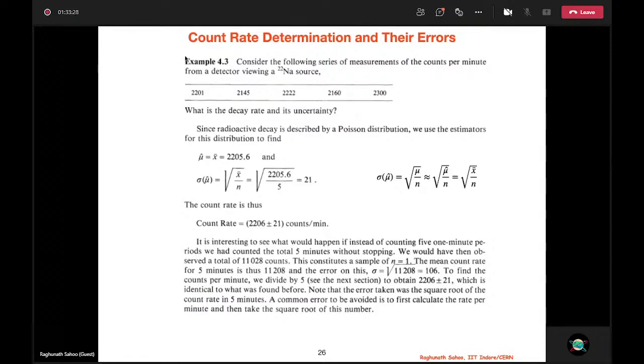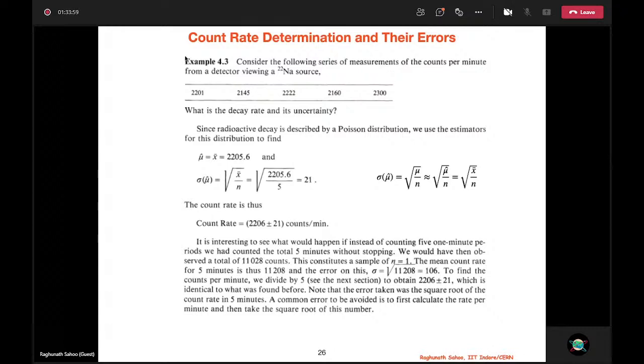For example, when you go on calculating with a single sample of 5 minutes, the averaging at the rate for 1 minute has to be done at the end. Because we put error on the counts, your sigma has to be calculated from the total number. You add up the total number, or let's say you are getting the same number in 5 minutes, so that is your 11,028, and you take the square root. After you divide by 5, you will exactly get the same number.